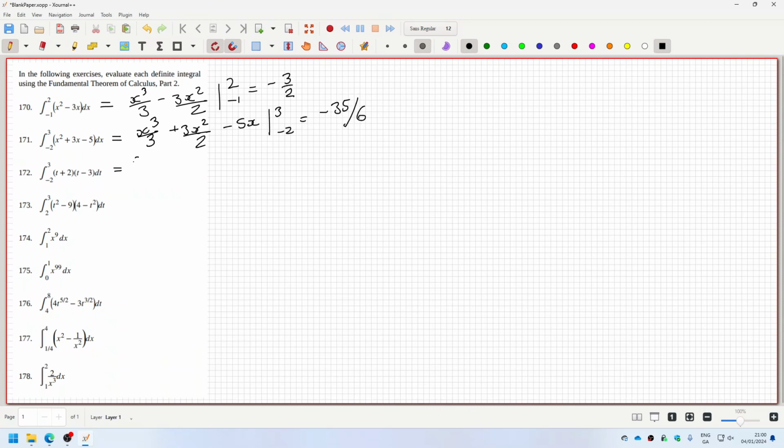Now, this one here, it would be better to multiply it out. t squared, minus 6 dt. So now we can integrate. t cubed over 3 minus t squared over 2 minus 6t. Okay, and then that's 3 and minus 2. Okay, all right, let's see now. Okay, that's minus 125 over 6.